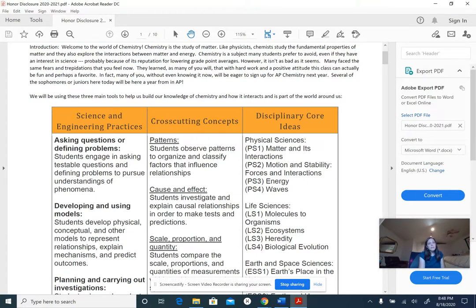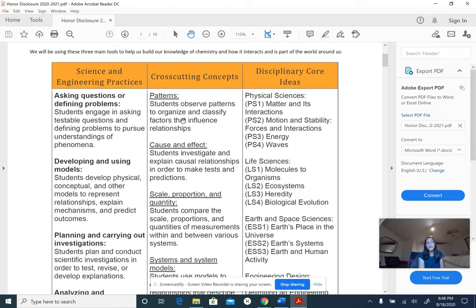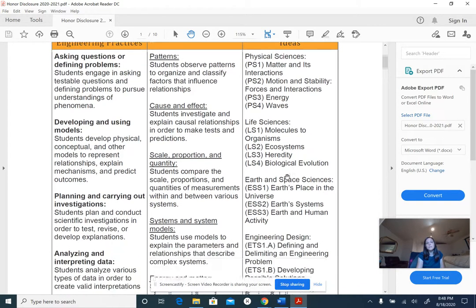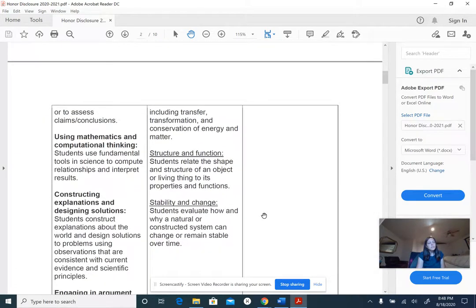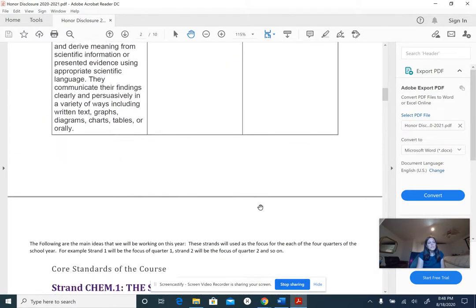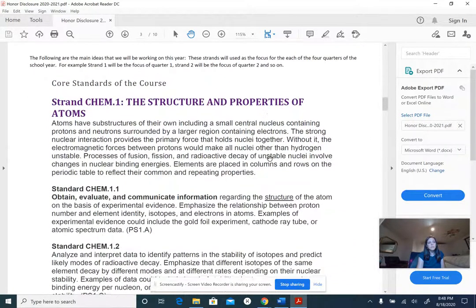Here I have embedded the science core for Utah. We're going to be doing some science and engineering practices. Cross-cutting concepts basically mean we're going to be talking about concepts that are true in biology, chemistry, physics, pretty much all of science. So we're going to be talking about patterns, cause and effect, scale, proportion, system models. And then these are the core areas that go into this. So these are all core ideas, and then we go to the actual chemistry core.